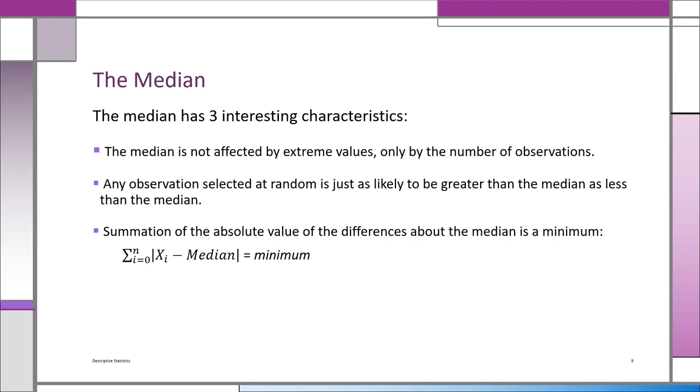And finally, this is really more for those of you who are interested in going further in, let's say, mathematical probability. So everyone else, you can tune out till the next slide. The summation, mathematically, of the absolute value of the differences around the median, the deviations of any particular data value from the median, if you take all of those, just the absolute value, because you don't want to look at pluses and minuses, and add them all up, that's the smallest that it could possibly be.